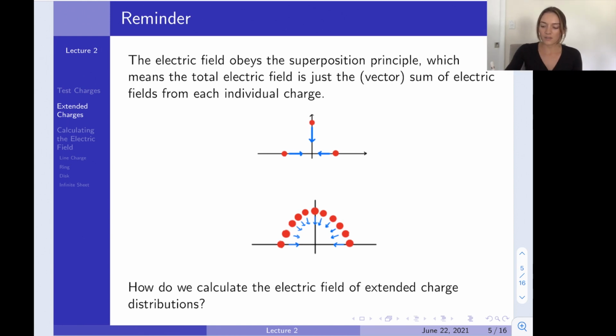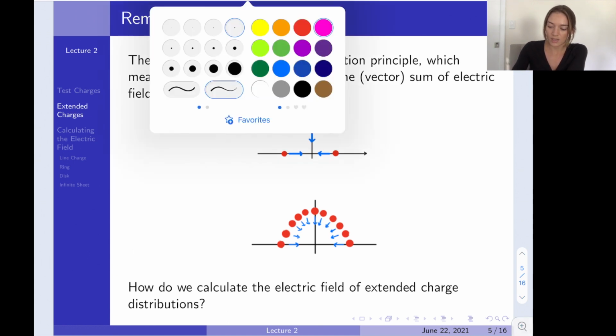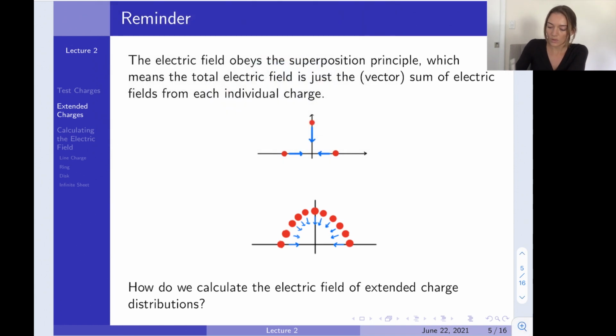So if I wanted to find the electric field of a charge distribution like this, where we had 3 point charges, we know how to find that. We just add up the contribution from each one. So in this case, the total electric field is just the sum of the individual electric fields, right? You just sum over it.